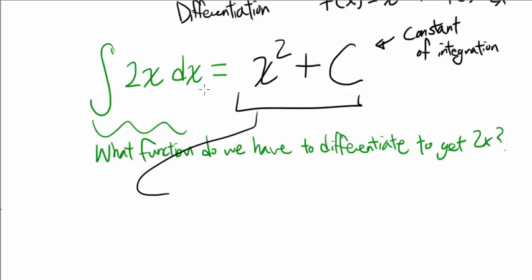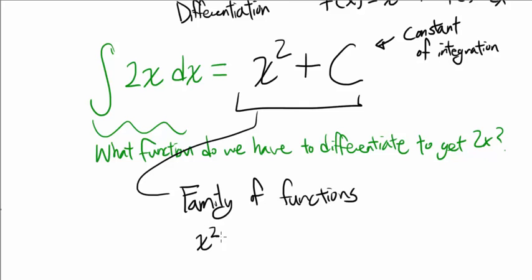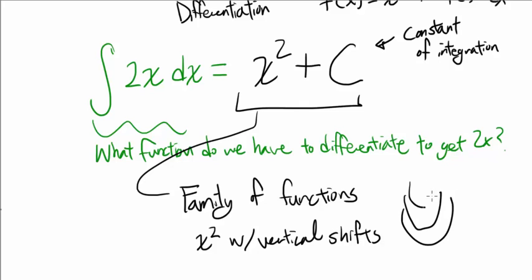Please realize the indefinite integral of 2x dx is giving you a family of functions. In this case, it's x squared with vertical shifts. You've got the parabola x squared going. You also have x squared plus 1, x squared plus 2, x squared minus 1, and everything in between. So x squared plus c, the result we got from indefinite integration, is not one specific function, but a family of functions. That is very important.